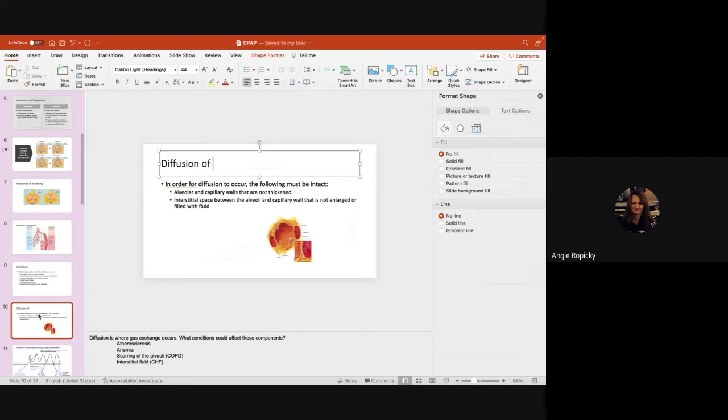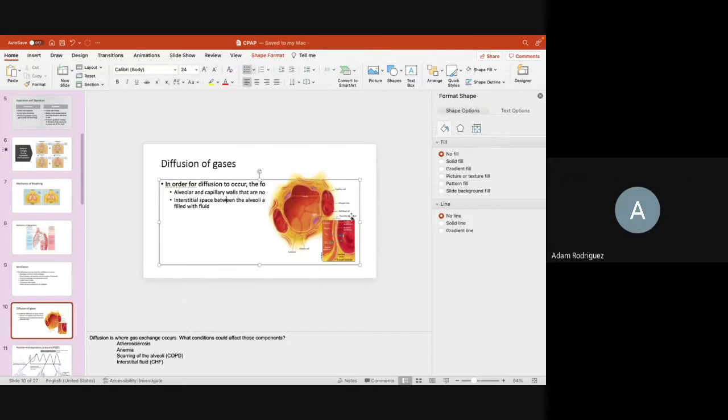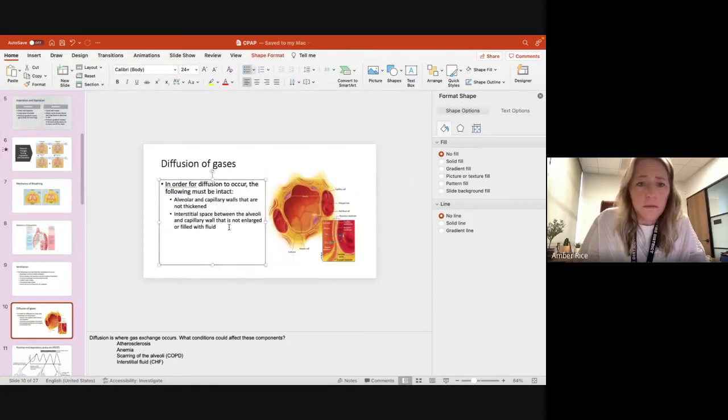I agree, like diffusion of gases across the alveolar capillary membrane, and then put something like actually show the alveolar membrane itself. You know what I'm saying? I have it here. It's just small. Yeah, there's a little photo. Make it bigger. Yeah.